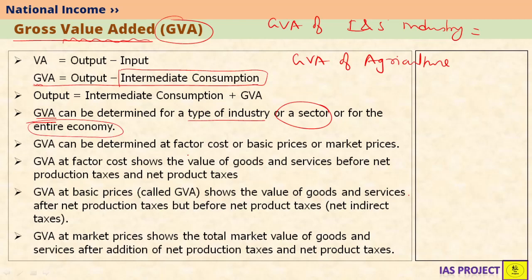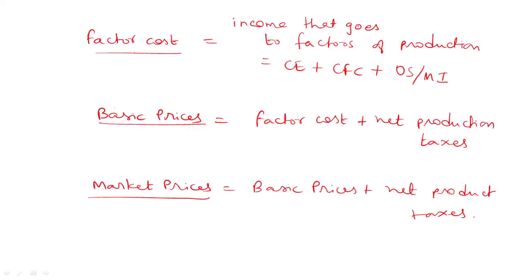We have already discussed factor cost, basic prices and market prices in our previous videos. Let's quickly recap what factor cost, basic prices and market prices are. Factor cost is that cost that is incurred for the production of goods and services. For example, if you are producing goods or services, then factor cost is the amount of cost that goes into the production process.